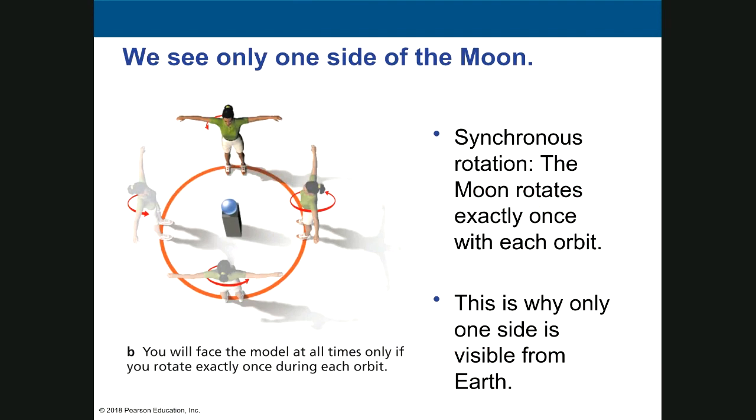I would do this in class normally. This is just talking about the synchronicity of the moon's orbit versus, so that would be the moon day versus the moon year, right? Those are the two types of rotation. And so those two rotations are synchronous. The moon rotates exactly once with each orbit, and this is why only one side is visible from Earth.